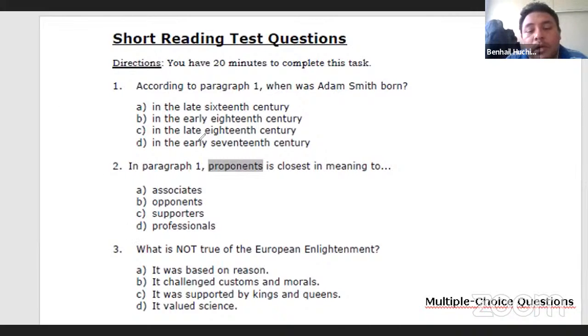Okay, so as you can see here, they will say, according to paragraph 1, when was Adam Smith born? So here they send you directly to the paragraph 1. So do you have to check all the text? No, because they are sending directly to paragraph 1.